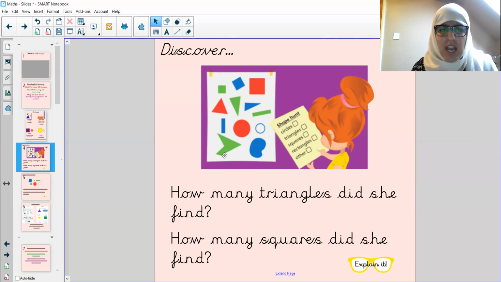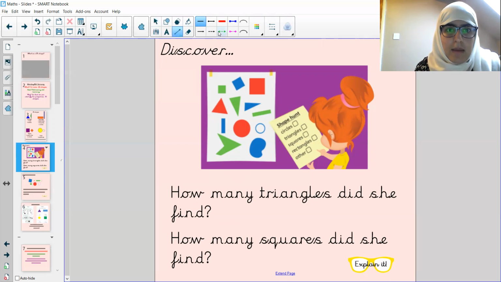Let's see if this shape has that. 1, 2, 3, 4. Is that a triangle? I'm hoping you are saying no straight away, because we all know how many corners a triangle has: 3. Let's triple check how many sides this shape has. 1, 2, 3, 4, and I can even stop there because I already know a triangle has 3 sides. Well done. So that's definitely not a triangle.